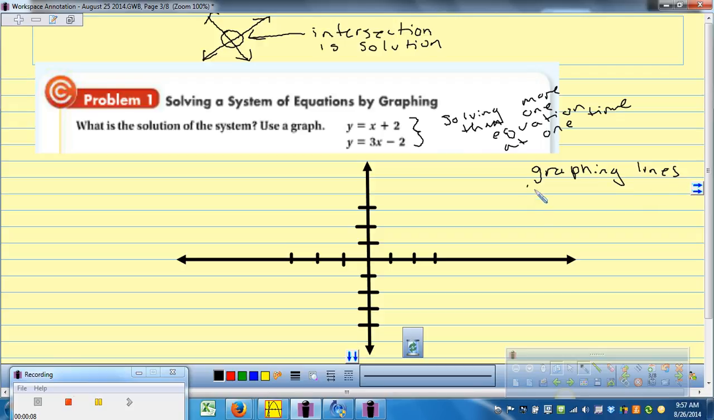And the easiest one to work with is y equals what, x plus what? What do we remember? Y equals mx plus b. That's the easiest one. And if you look at this, both of these are in that form: 1x plus 2, 3x minus 2. M stands for the slope. And b? The y-intercept. Good. Y-intercept is where it crosses the y-axis.